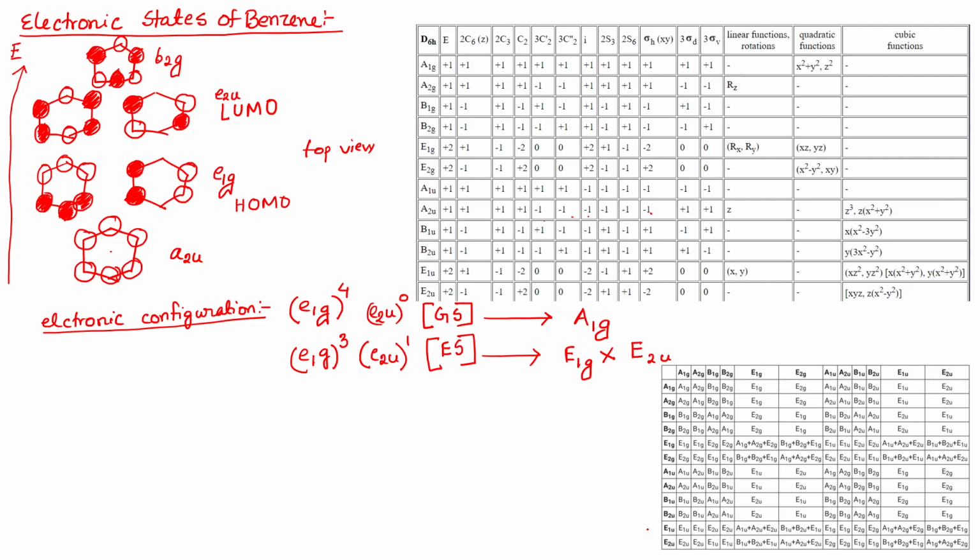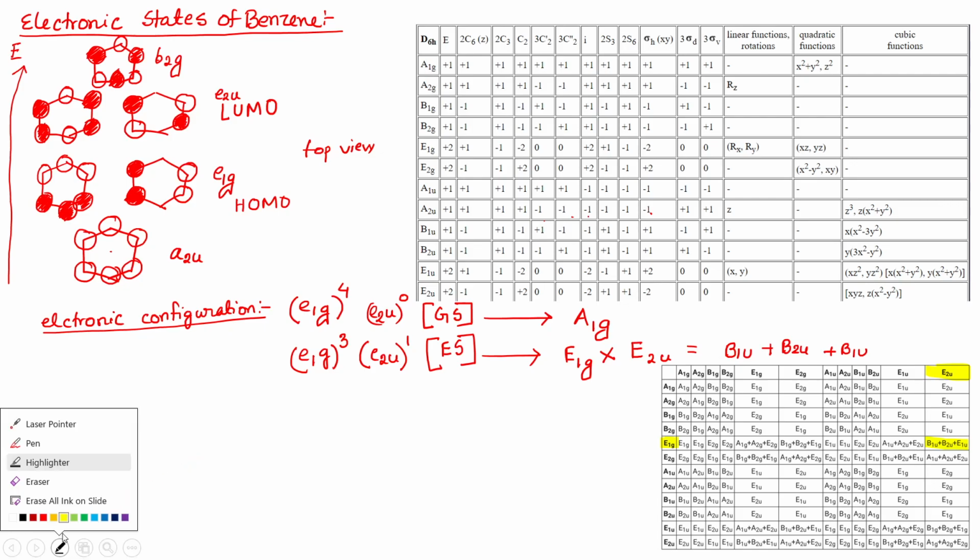So here what we are discussing: if you multiply E1G with E2U, you are going to get B1U plus B2U plus E1U. Okay.